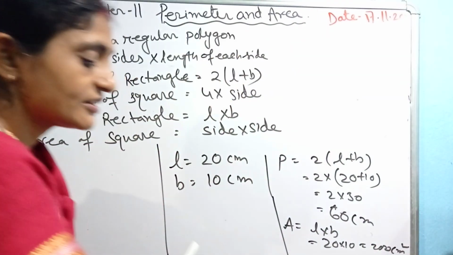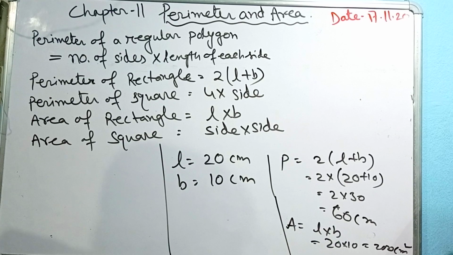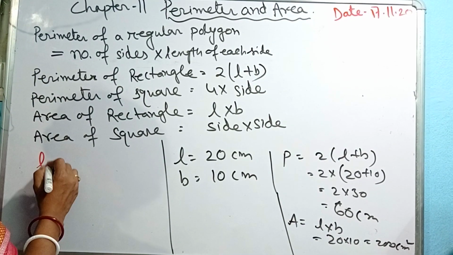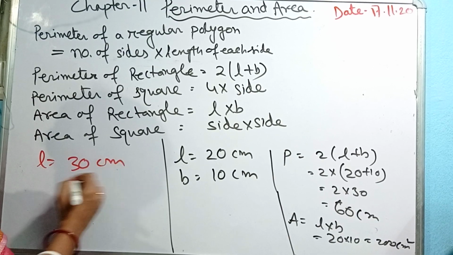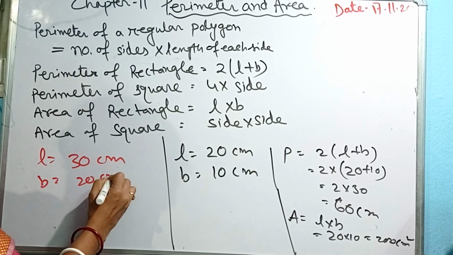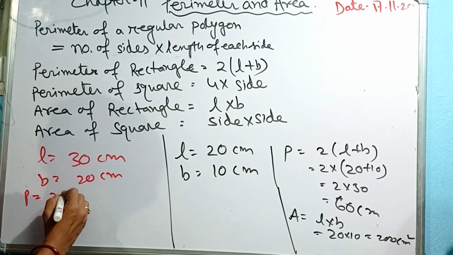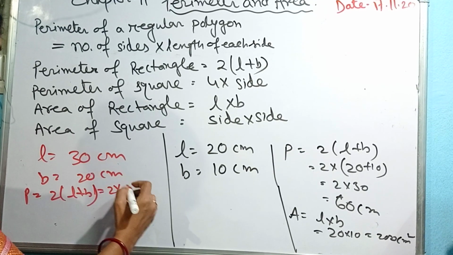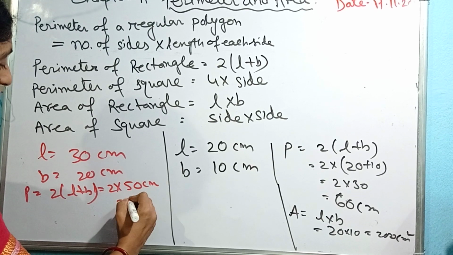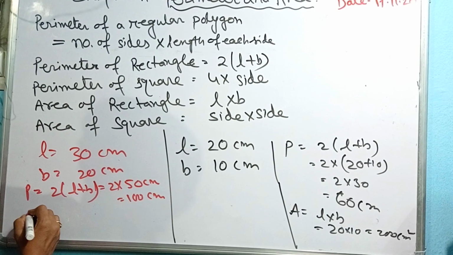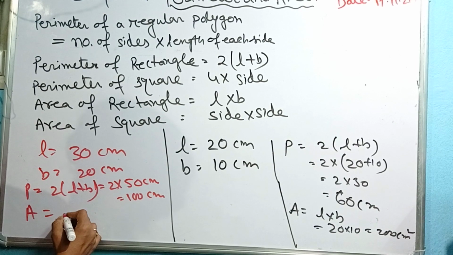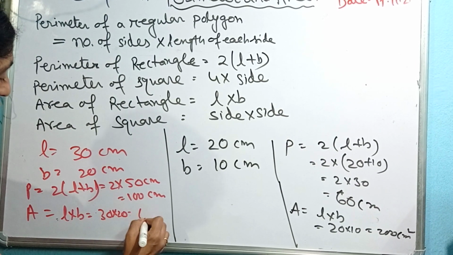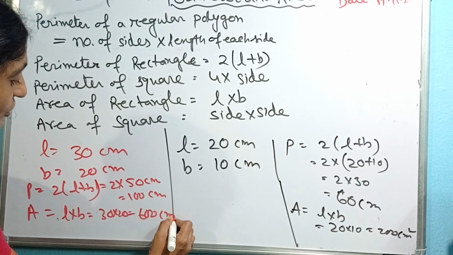In this case, let's change the length to 30 centimeter. The breadth is equal to 20 centimeter. So what will be the perimeter? Perimeter will be 2 into (L plus B). How much will it be? 2 into 50, that means you get 100 centimeter. Okay, so what will be the area? Area is L into B, that means 30 into 20, which is equal to 600 centimeter square.